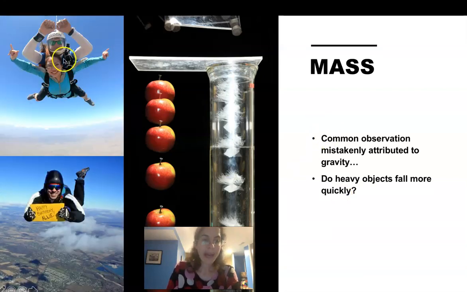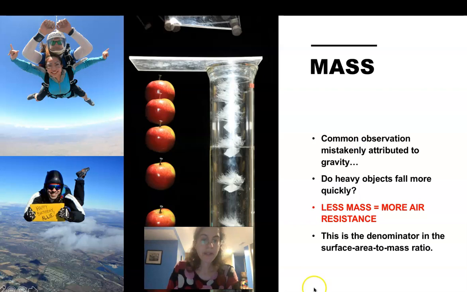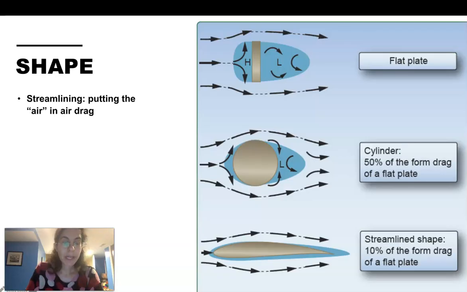If you have less mass, you're going to have more air resistance. This is the denominator in the surface area to mass ratio. You want to have less mass without necessarily increasing your surface area. You want a high surface area and a low mass if you want the air resistance to keep you from going too fast. Now let's talk about streamlining.